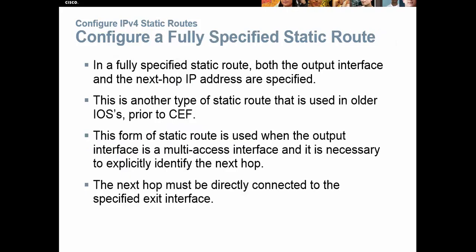In a fully specified static route, both the output interface and next hop address are given. This is another type of static route that is used in older IOSs prior to CEF. And this form of static route is used when the output interface is a multi-access interface and it's necessary to explicitly identify the next hop. You're forcing it there. The next hop must be directly connected to the specified exit interface.